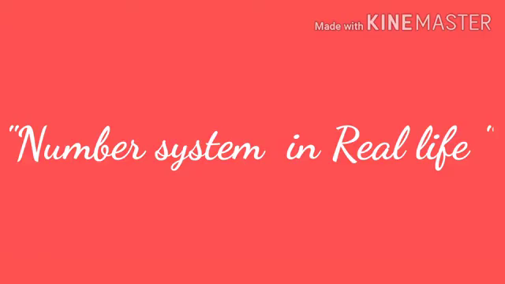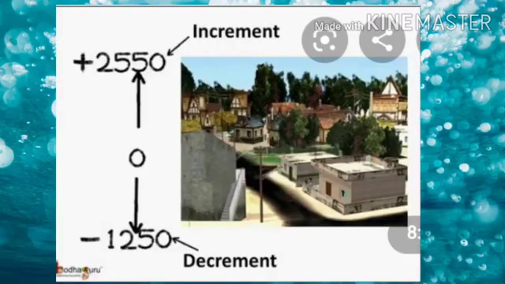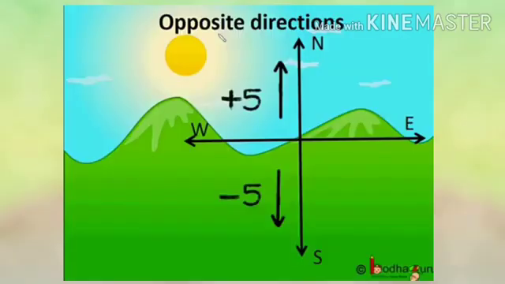Let's see some examples of integers in real life, how the positive integers and negative integers occur. We are using integers in representing the population in a town. Let us represent the population increase as a positive integer and the population decrease as a negative integer. Now coming to the directions, a boy went 5 steps in north direction, another boy went 5 steps in south direction. So let us assume north as positive integer and south as negative integer, because we know that north and south are opposite to each other.